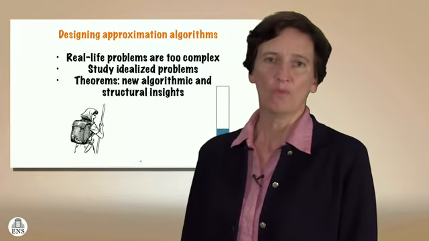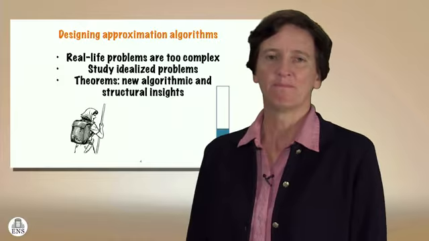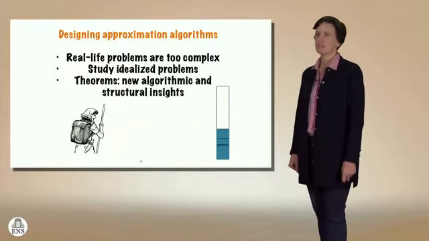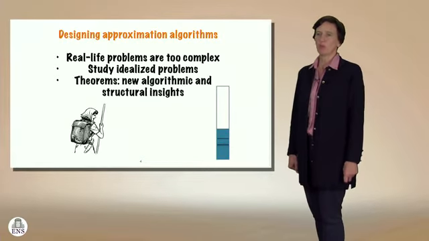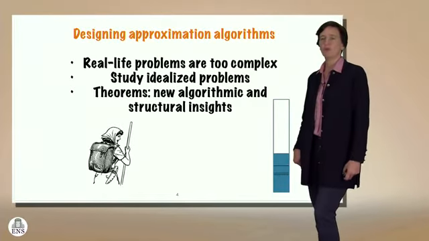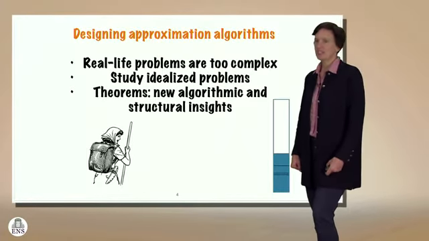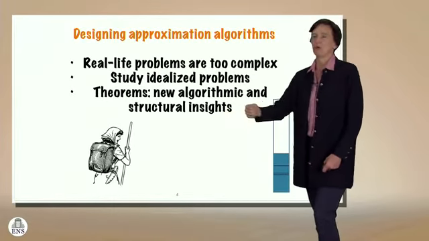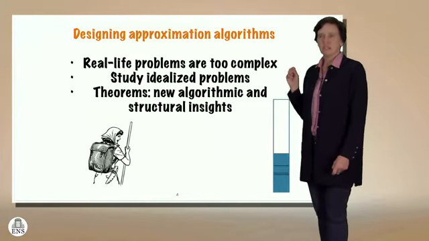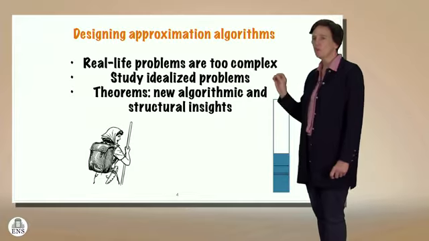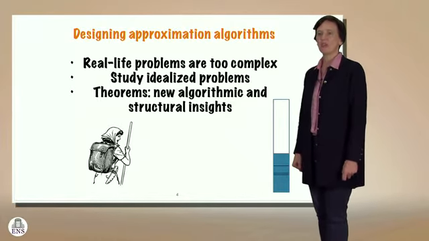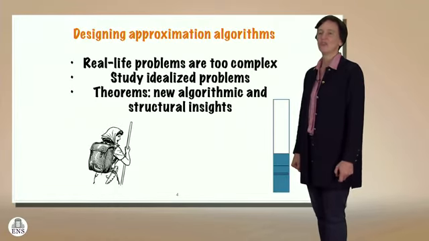So, how do we go about designing approximation algorithms? First, we recognize that real-life problems are too complex. This is out of our reach for most real-life problems. Instead, what we will do in order to be able to prove things is study idealized versions of the problems that come up. Idealized version of the knapsack problem, for example. And then on these simple idealized problems with few parameters defining the input, we can hopefully prove theorems. These theorems give us new algorithmic and structural insights on the difficulty of the problems.